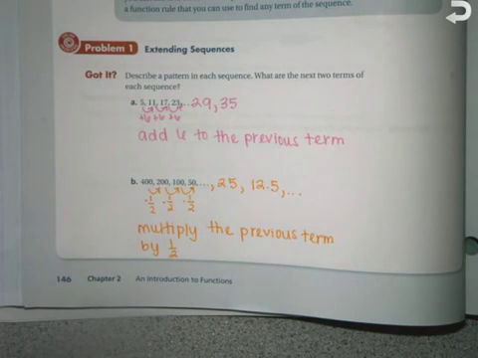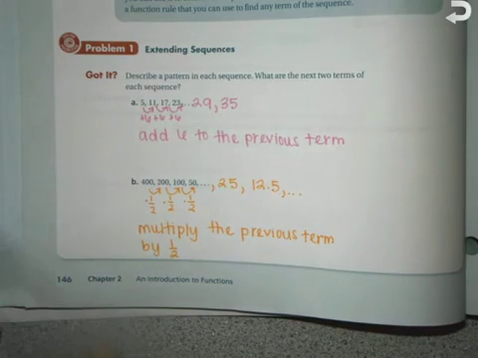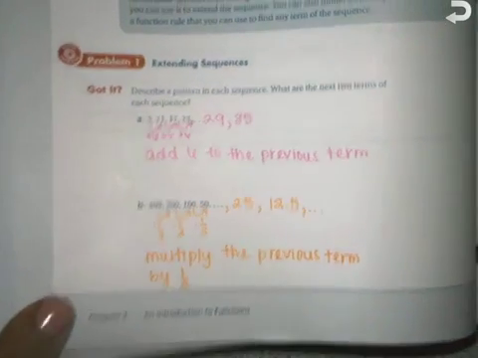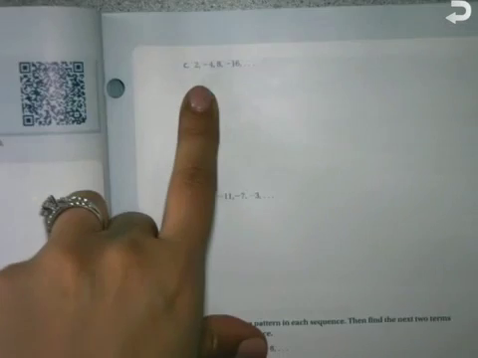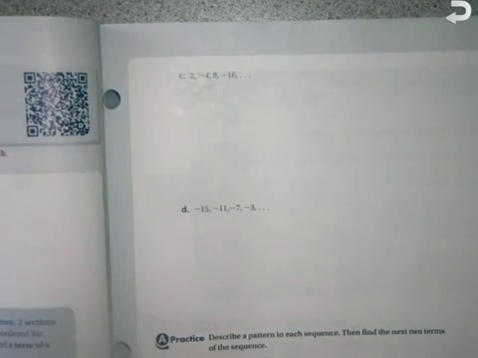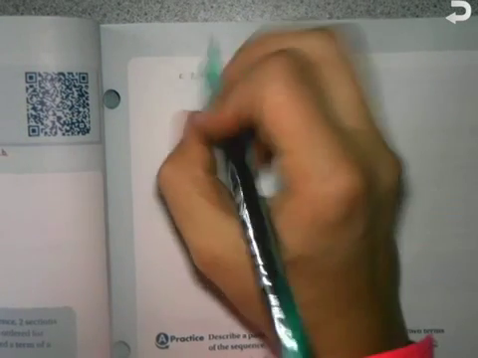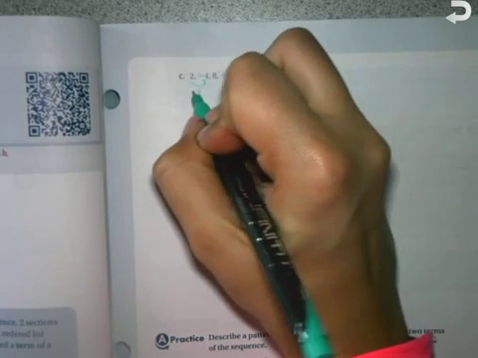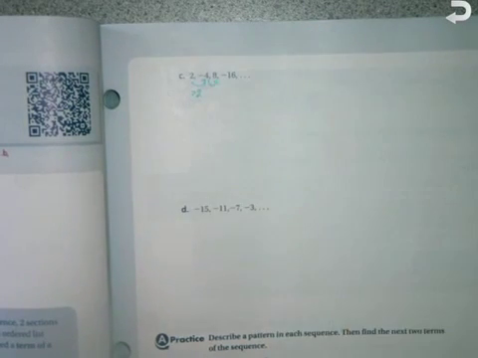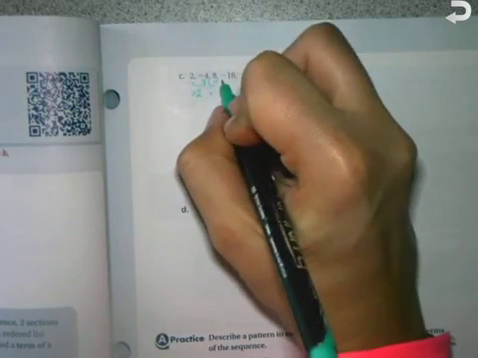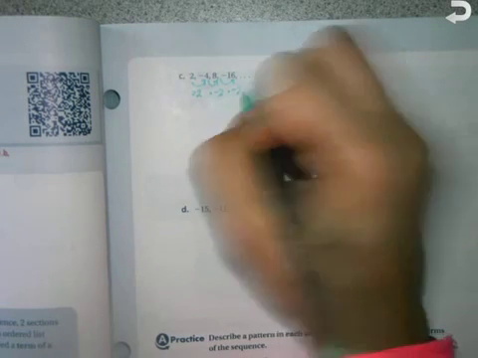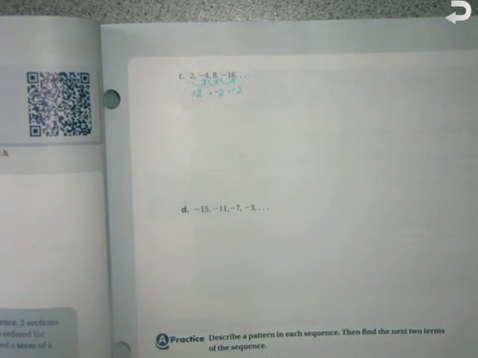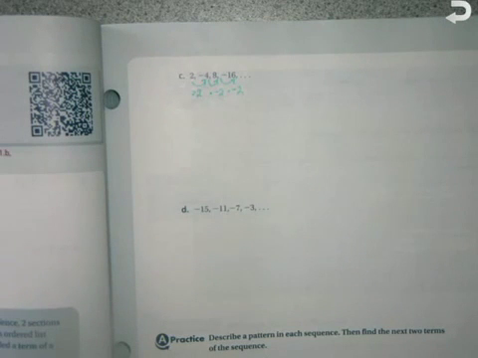Easy, right? Okay, so let's make it a little more difficult. Do you want to do C really quick? Okay, how do I get from 2 to negative 4? Times negative 2. Does that work for the next one? Negative 4 times negative 2 gives me positive 8, and then if I times negative 2 again, that gives me negative 16. So anytime we're going back and forth from positive to negative, it's always times a negative.